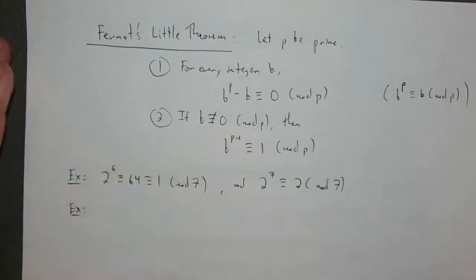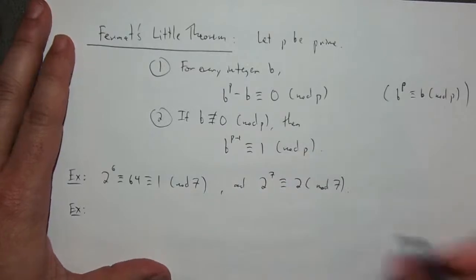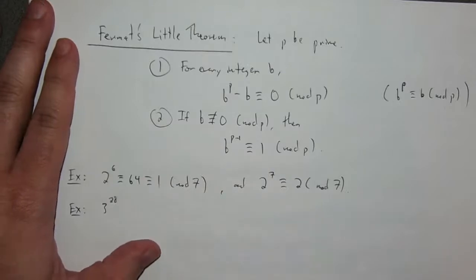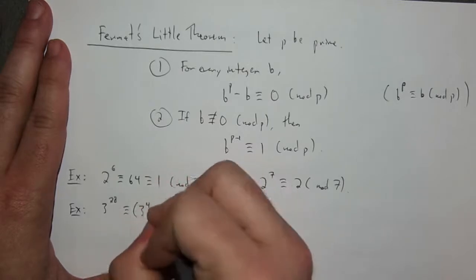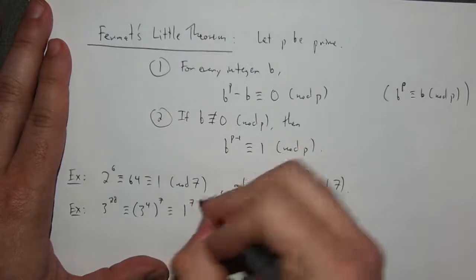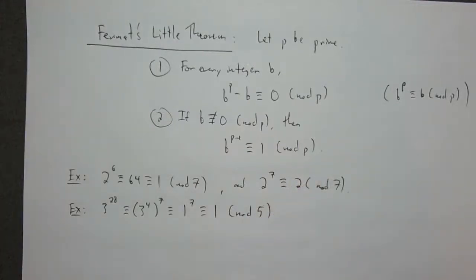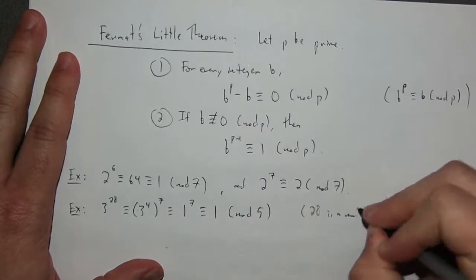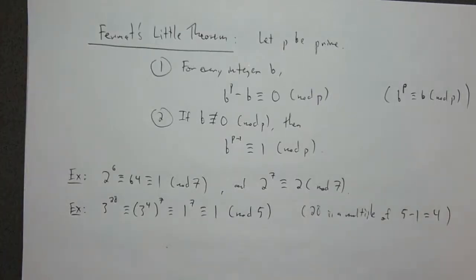Here's another example. What about exponents that are multiples of p minus 1? What do I mean by that? The idea is, what is 3 to the 28 mod 5? Well, 3 to the 28 is congruent to 3 to the 4, to the 7, which is congruent to 1 to the 7th, which is congruent to 1 mod 5. And why could I do that? Because 28 was a multiple of p minus 1, in this case 5 minus 1, which is 4.